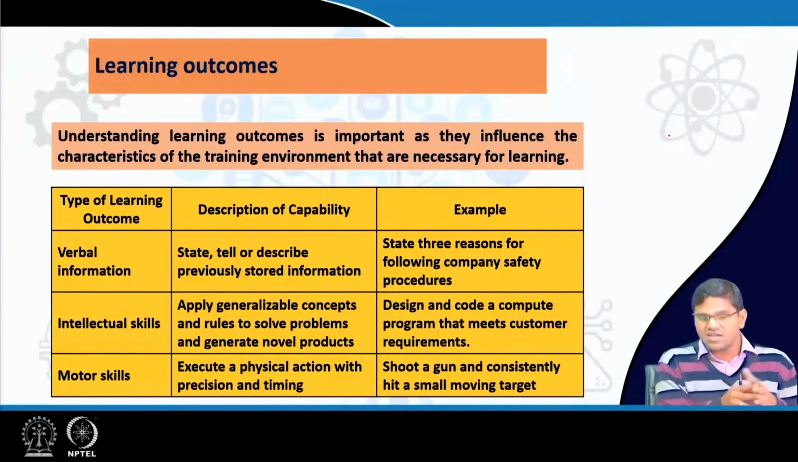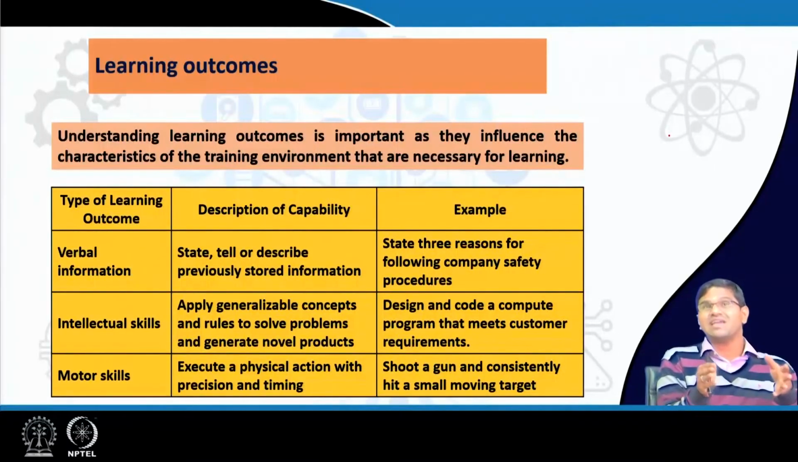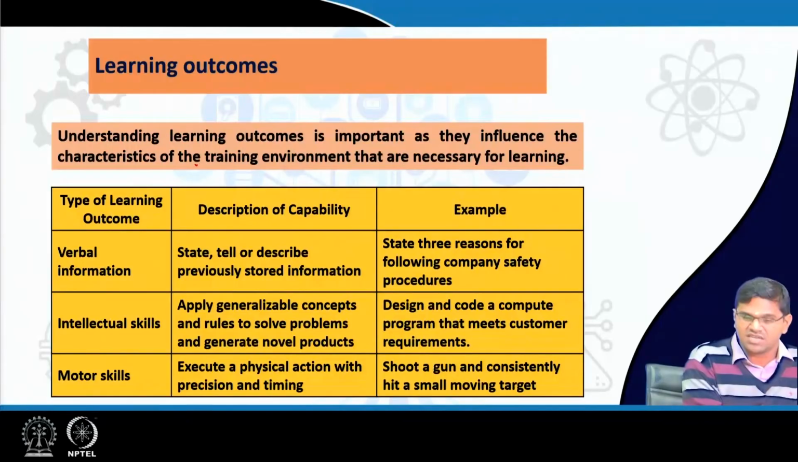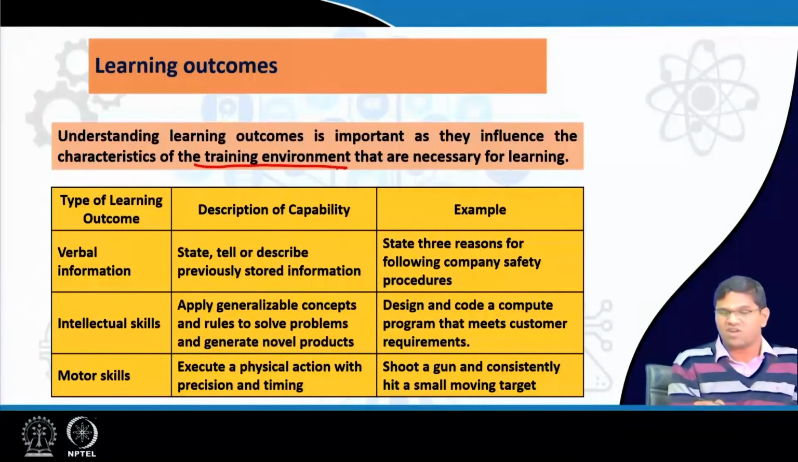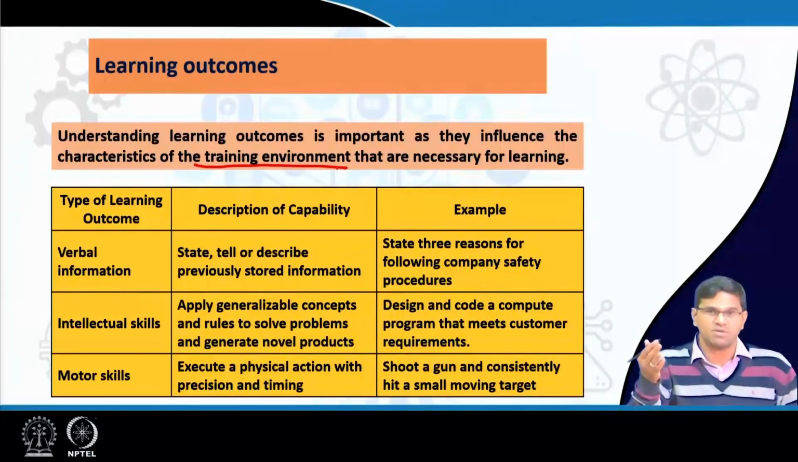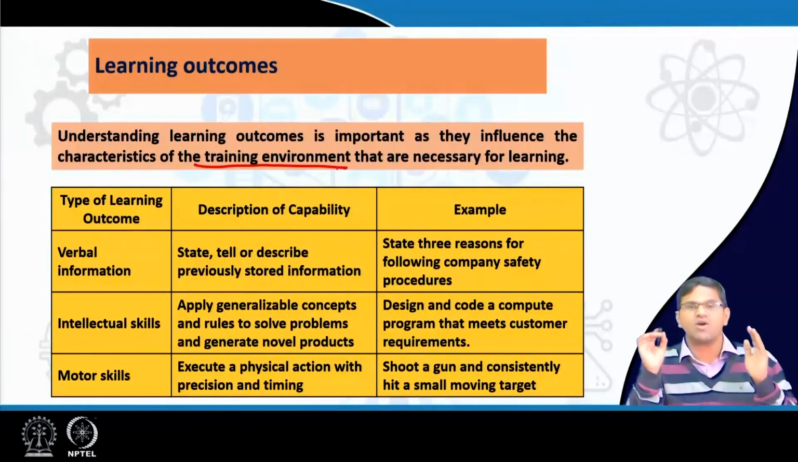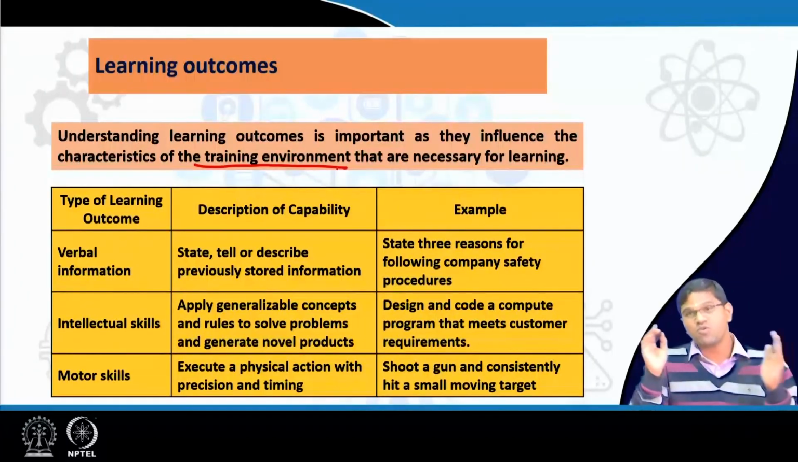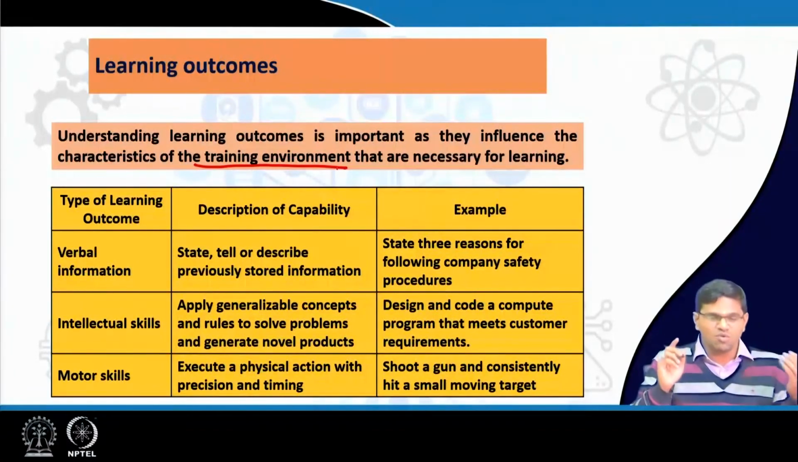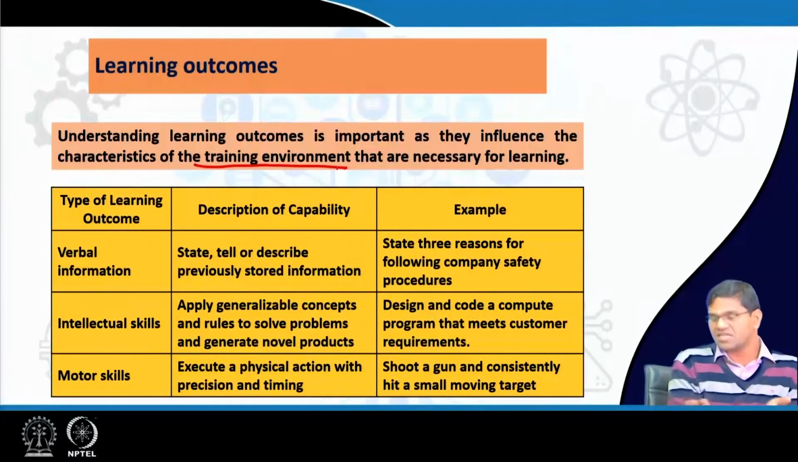Understanding learning outcomes is important because they are going to influence the characteristics of the training environment, because they will tell me what type of training environment I should have, so that I can create that learning in the individuals we are aiming at, maybe a specific set of employees, or maybe a group of employees. So let us look at some of the examples and descriptions.